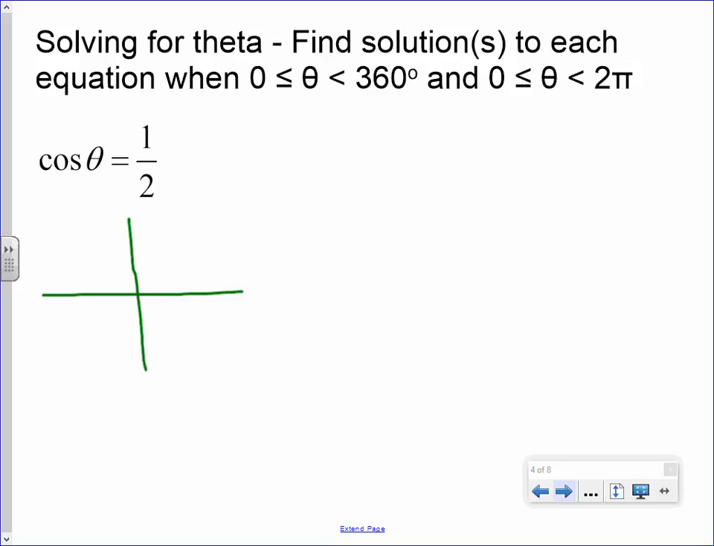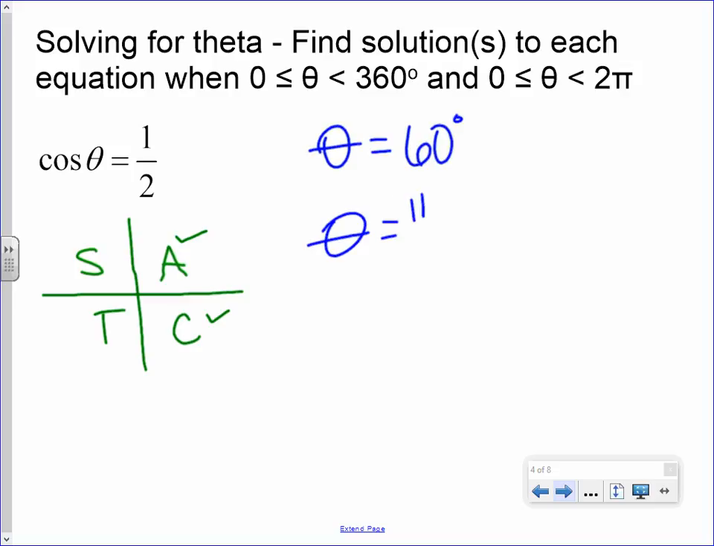We're finding theta, okay? Now, if I label this, all students take calculus, where is the cosine positive? In both the first and the fourth quadrant. So we could have two answers here, couldn't we? Cosine deals with the x-coordinate. Where in the first quadrant is the x-coordinate 1/2? 60 degrees. So we know that theta is 60 degrees, or pi over 3.